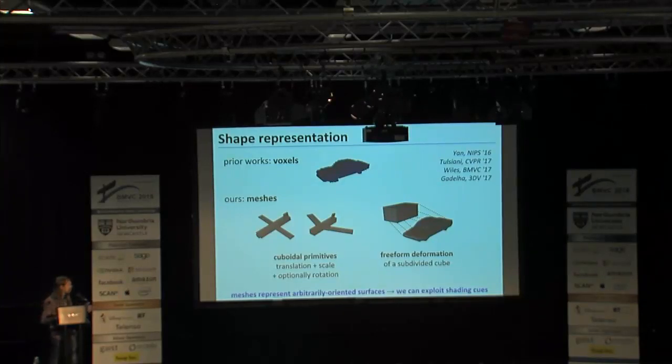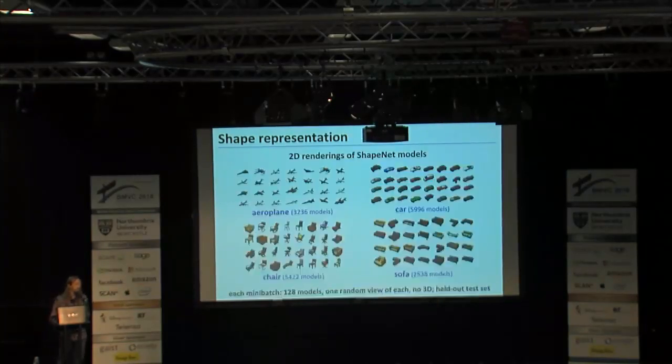And we use three different parameterizations that are used to build meshes from our neural network. The first parameterization is based on cuboidal primitives. So for a fixed set of cuboids, we predict a translation and a scale. The second parameterization, again, is based on cuboidal primitives, but now we also predict a rotation for each as well. And the final parameterization is based on freeform deformation of a unit cube. So we start with a unit cube, we subdivide it, and then add an offset to each vertex, with those offsets being predicted by the decoder network.